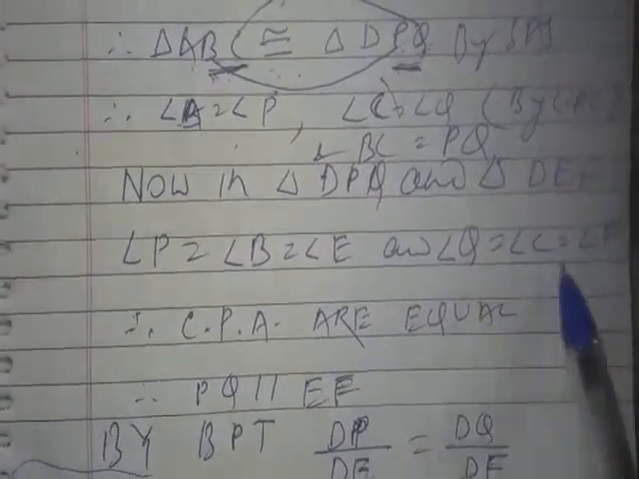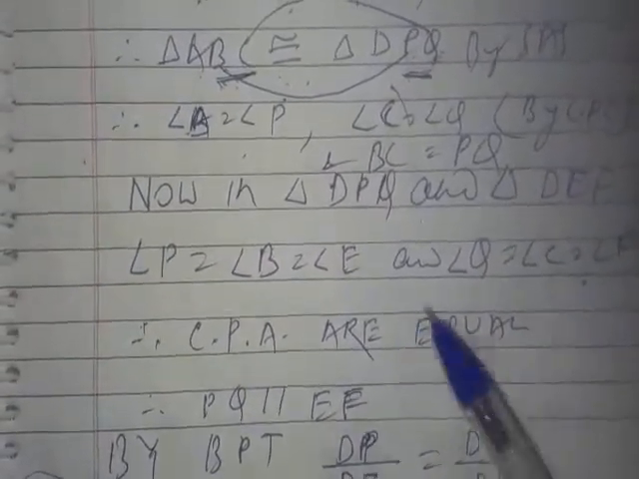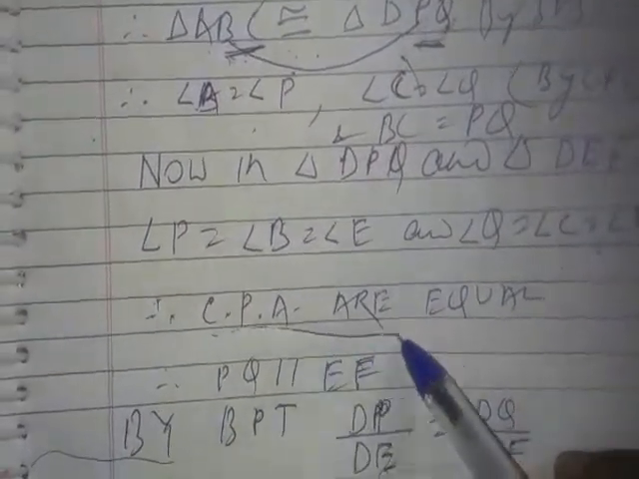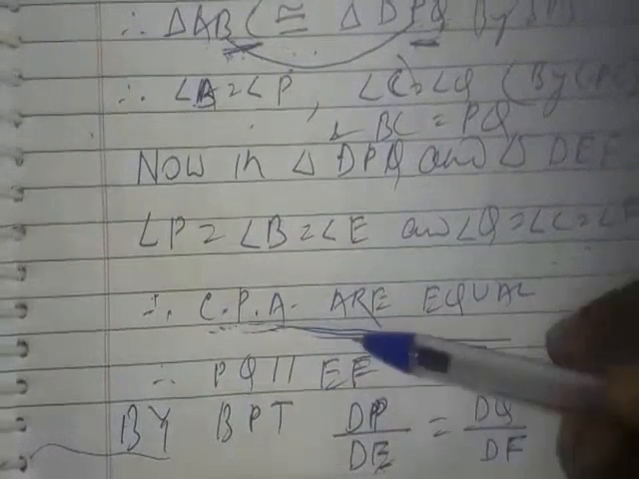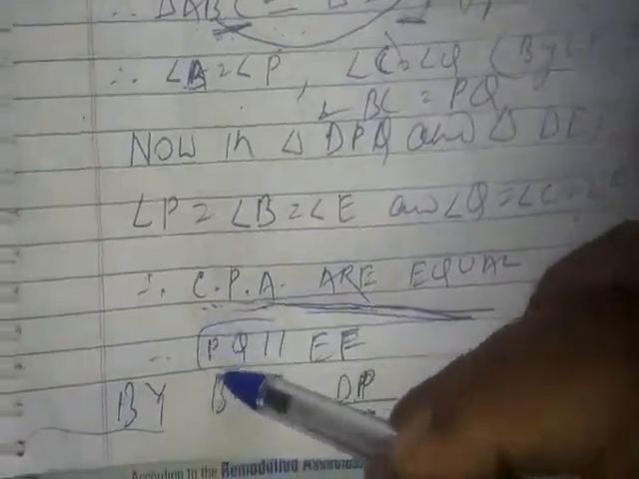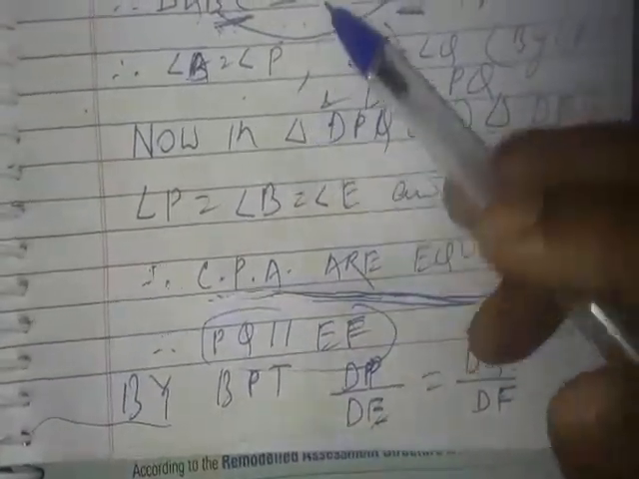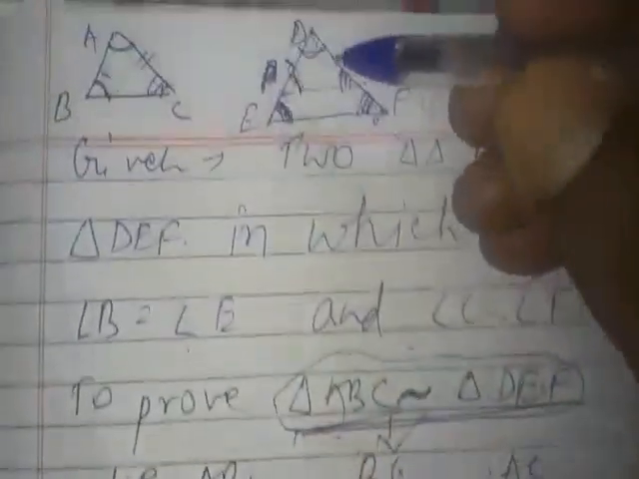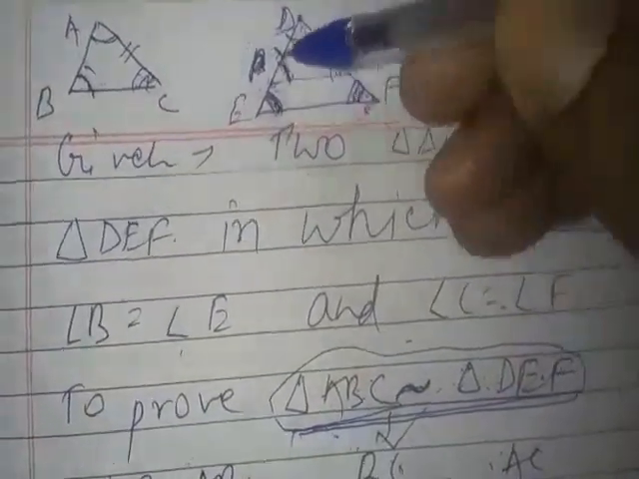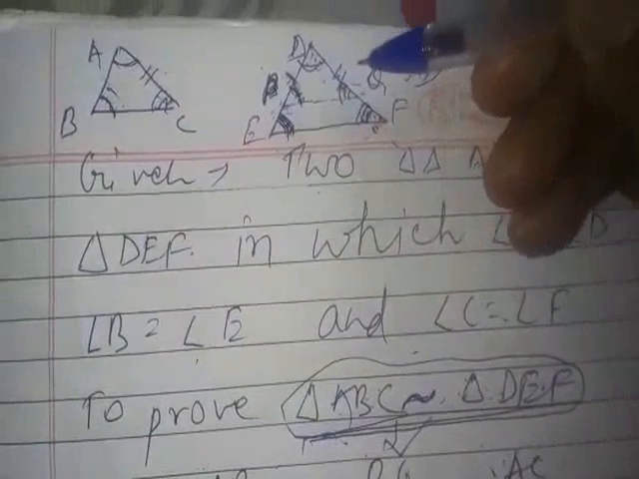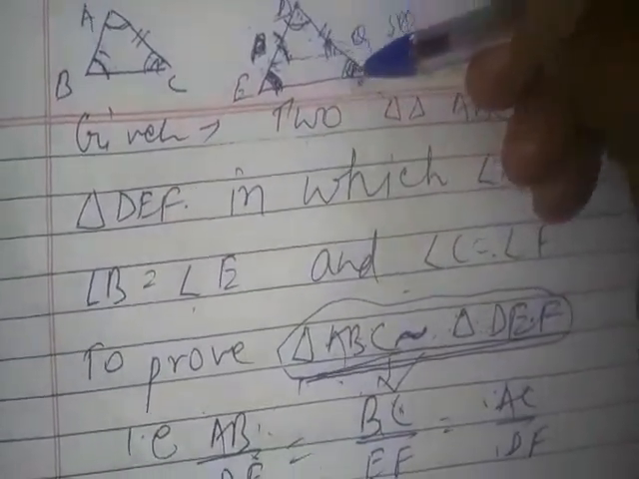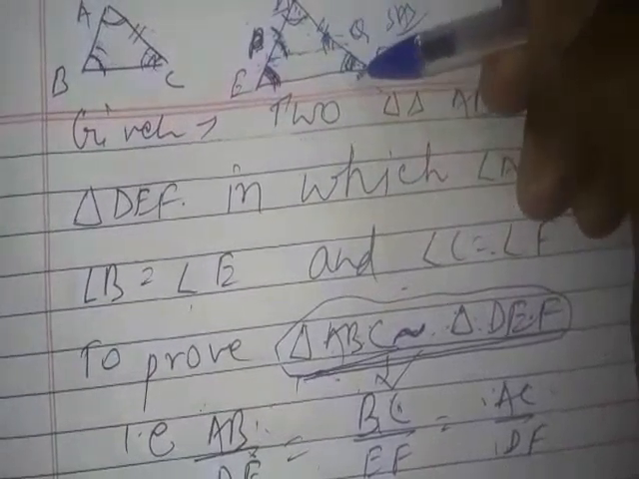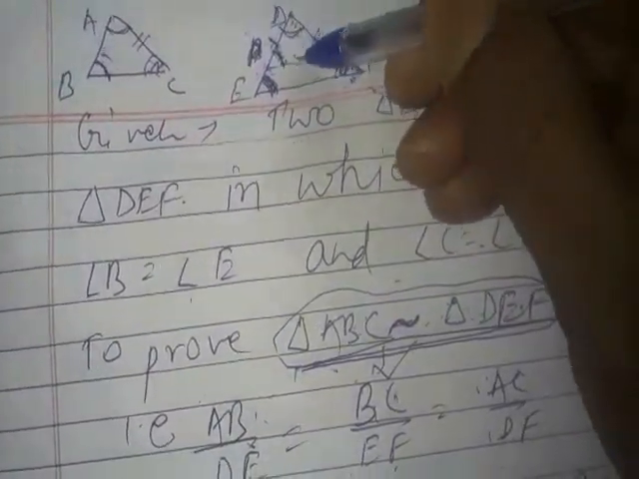It means that what do we observe? That corresponding pair of angles are equal. Corresponding pair of angles are equal, then we can say that PQ is parallel to EF. This PQ will become parallel to EF. Here what do we see? That angle P and angle E were equal, angle Q and angle F were equal. It means that both corresponding pair of angles are equal. It shows that this side is parallel to this side.